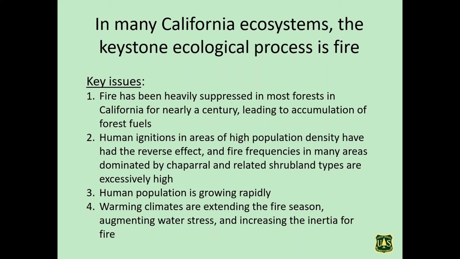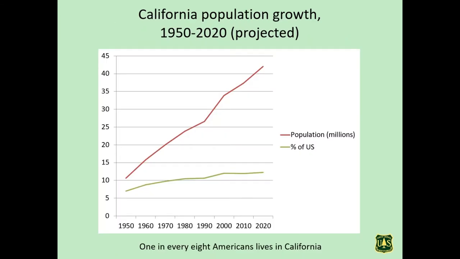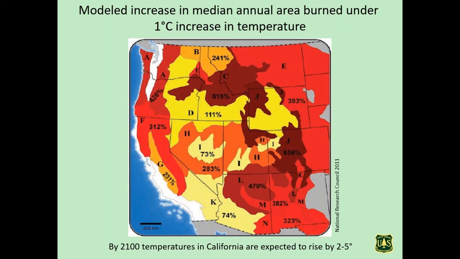Third, human population is growing very rapidly. Janet showed some evidence of that. You may know that already California is 1 out of every 8 Americans. That's a statistic that always just amazes me. And then finally, warming climates are extending the fire season, augmenting water stress, increasing the propensity for fire. Okay, so, oh yeah, California population growth. You've seen that stuff. You also probably know from reading the literature that fire frequency, fire severity, fire size, everything is going up. We are all going to burn up at some point.